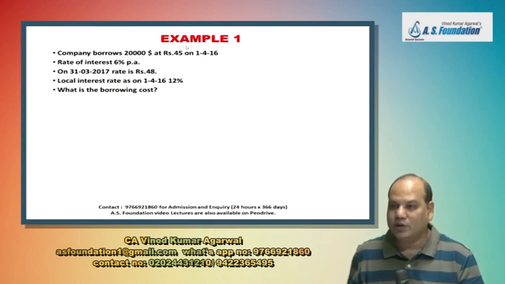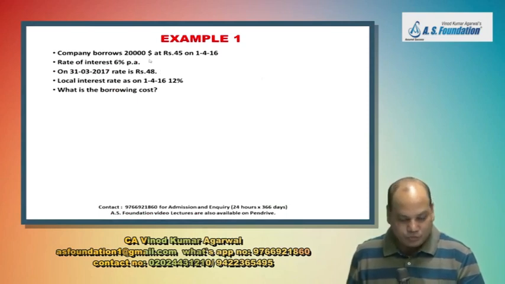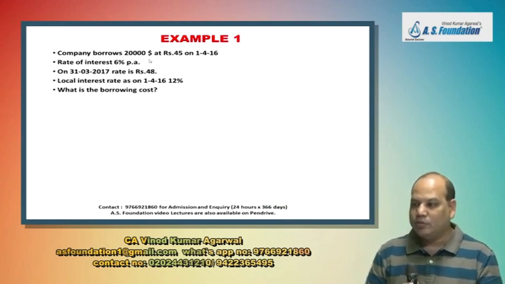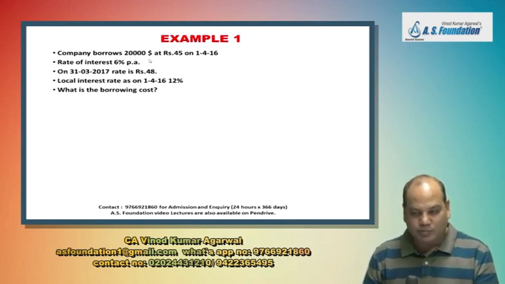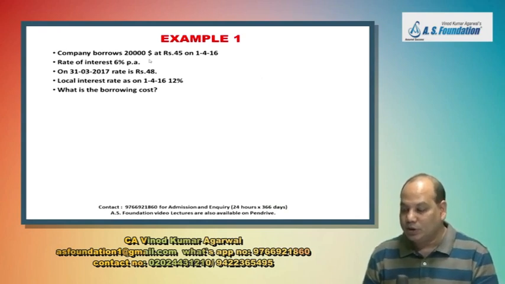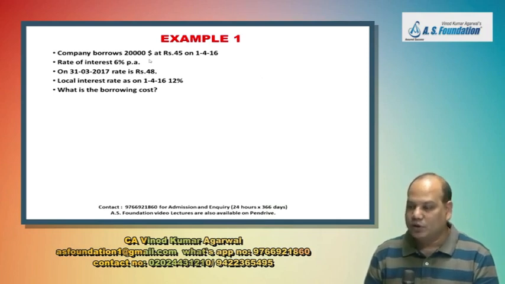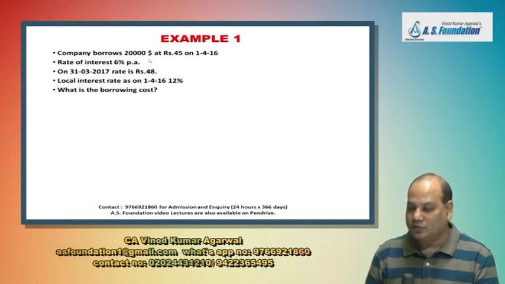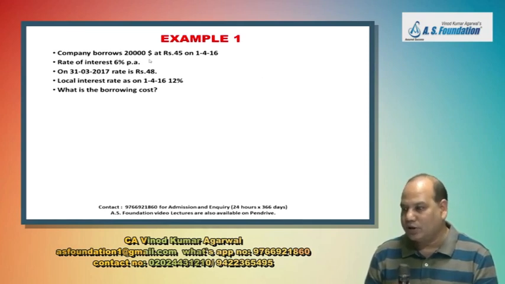Now we'll talk about the exchange difference to the extent regarded as an adjustment to interest cost. So this is your example printed in the note, problem 1. No need to write. Problem 1, just I have written the main numbers. Company borrows $20,000 at rupees 45 on 1/4/2016. In USA, the interest rate is 6% per annum. Then on 31st March 17, after a year, the exchange rate is 48 rupees.